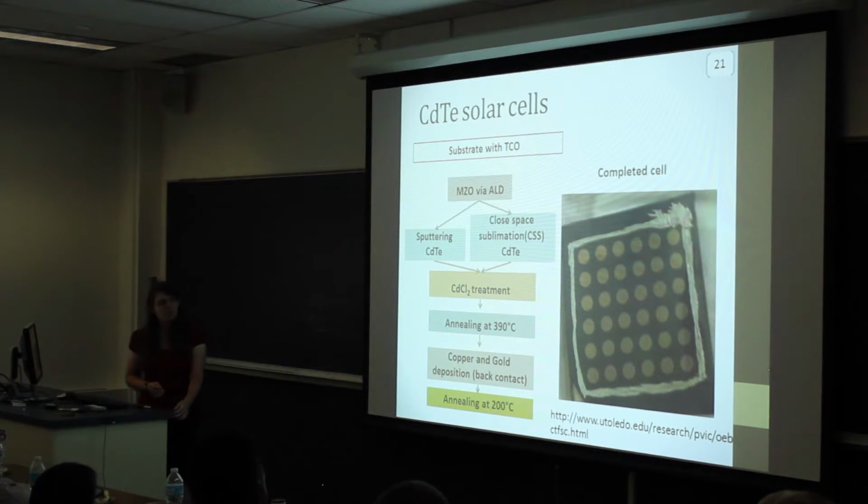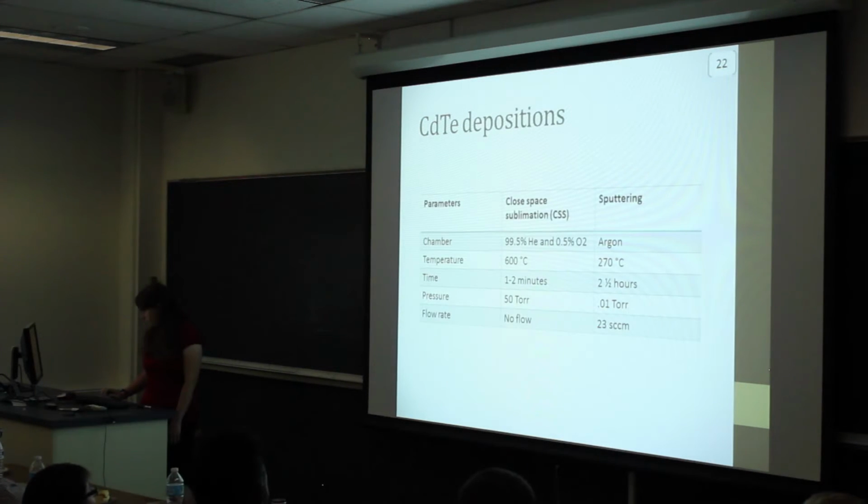So after we deposited the MCO film, we deposited cadmium telluride onto that. And there's 2 ways we did that. One was sputtering, and the other was closed space sublimation. Then the film would go through a cadmium chloride treatment, and then be annealed at 390 degrees Celsius. And then copper and gold would be deposited to create the back contacts like you can see, and then be annealed at 200 degrees Celsius. Also around the edges is indium, and what that'll do is allow the electrons not to travel so far, so you'll get a higher voltage.